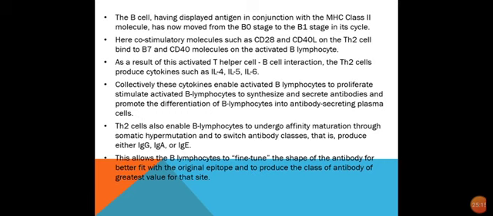T helper 2 cells also enable B lymphocytes to undergo affinity maturation through somatic hypermutation and to switch the antibody class that is produced to either immunoglobulin G, A, or E. This allows the B lymphocytes to fine-tune the shape of the antibody for better fit with the original epitope and to produce the class of the antibody of greatest value for that site.